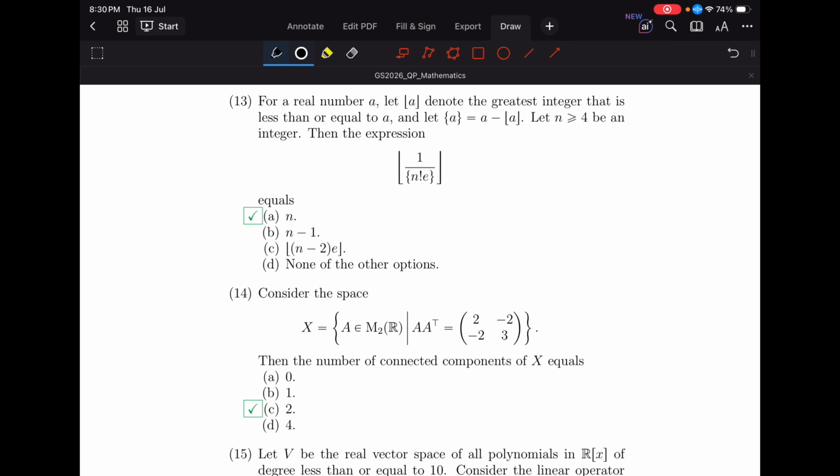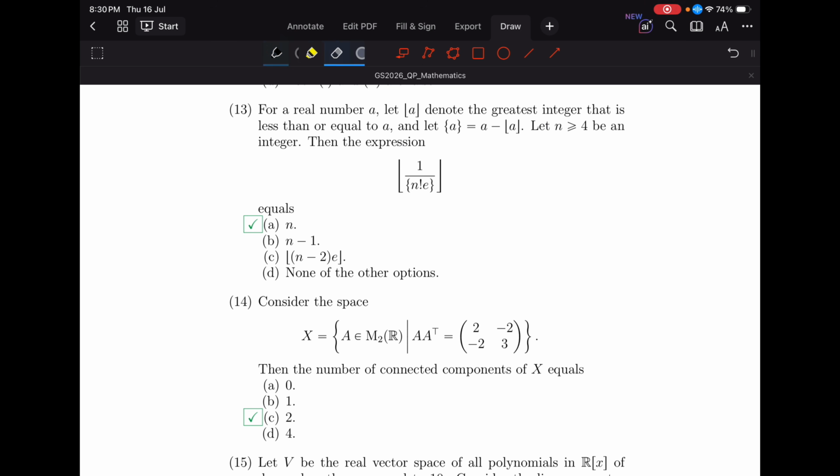Okay, let us move on to the next problem, problem number 13. Let a real number A, and this is the greatest integer function. We define the fractional part of A, and let n greater than or equal to 4 be an integer. Then the expression. If you have x between n and n plus 1, then the floor of x has to be n. This is the meaning of this floor function. So you have to compute this.